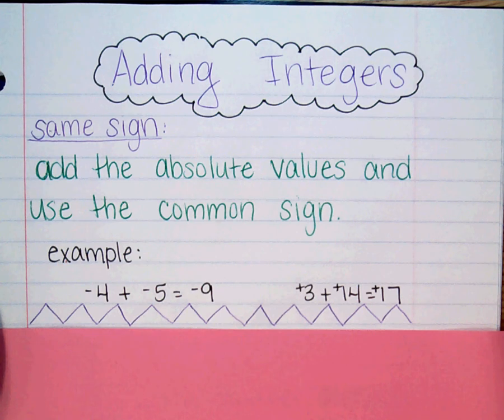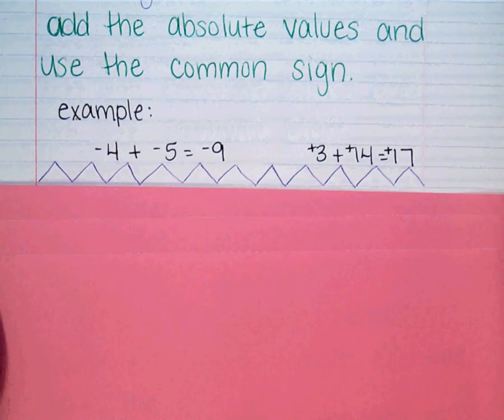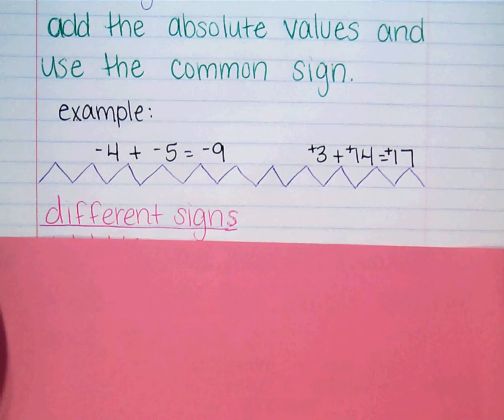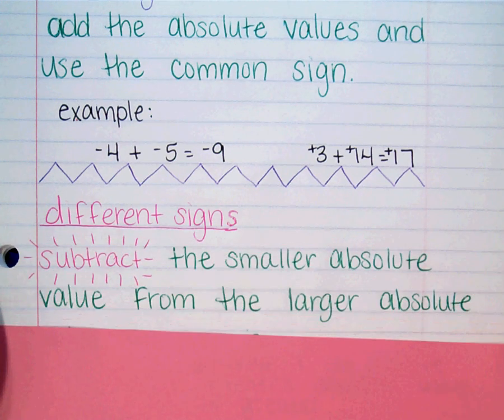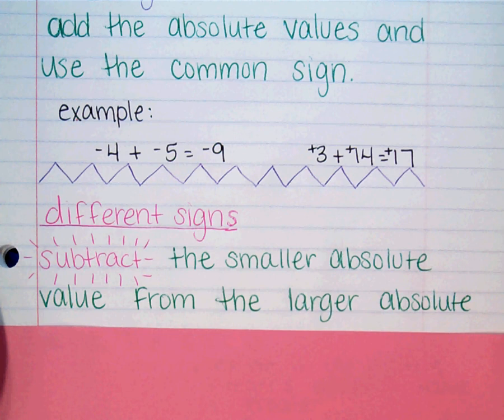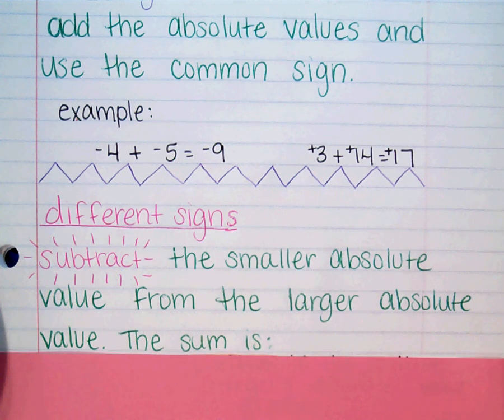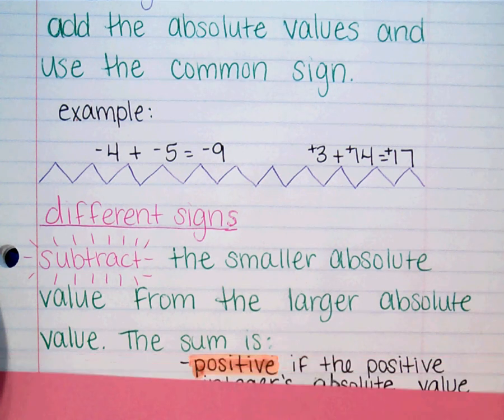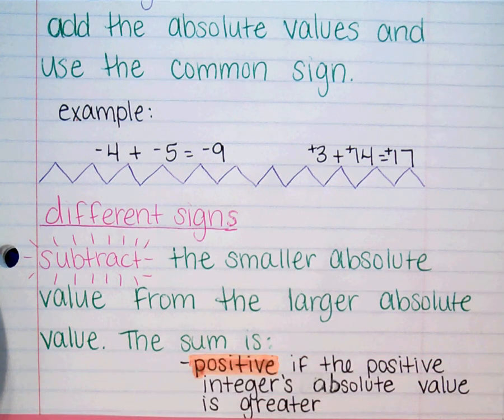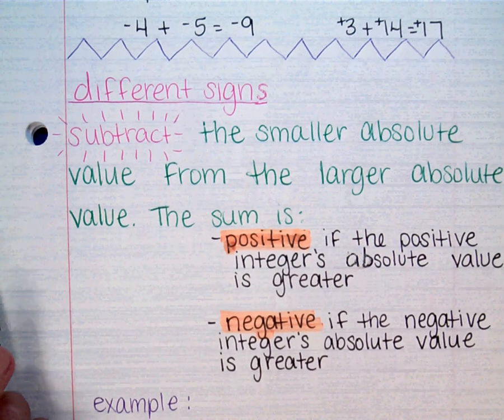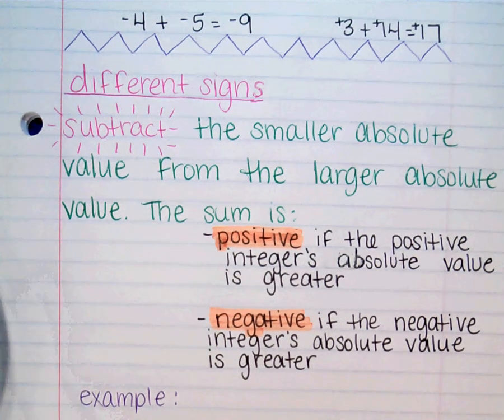The next part is whenever you're adding integers that have different signs. So for different signs, subtract the smaller absolute value from the larger absolute value. The sum, so whatever your answer is, that's what your sum is. And then the sum will be positive if the positive integer's absolute value is greater. And then the sum will be negative if the negative integer's absolute value is greater.